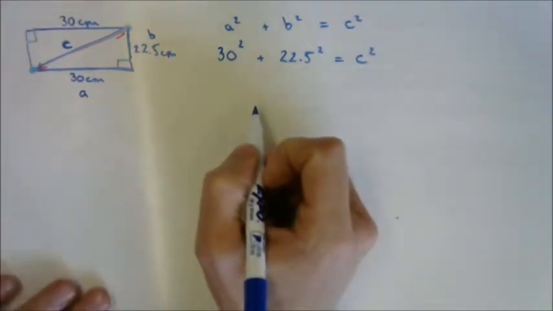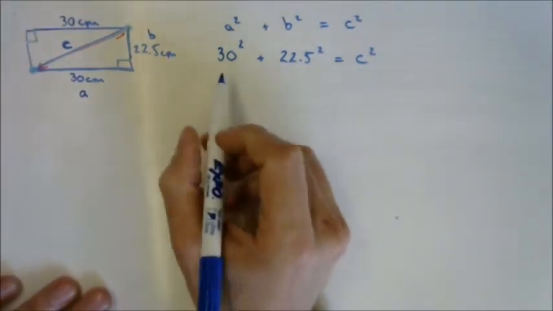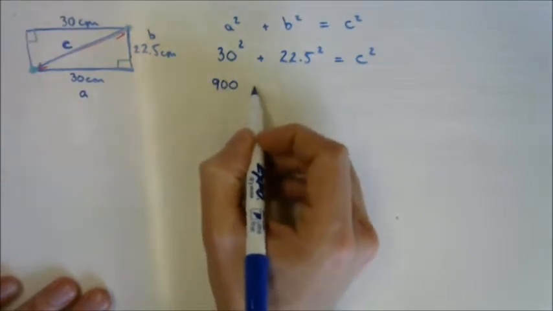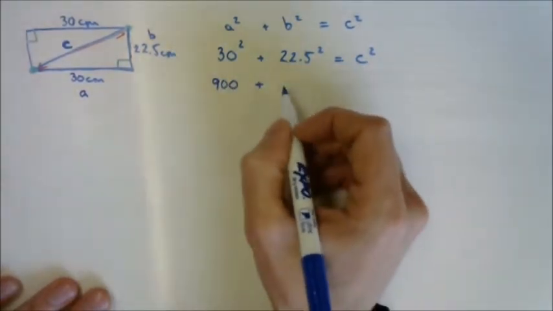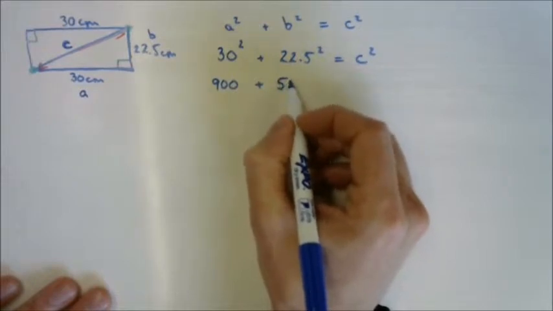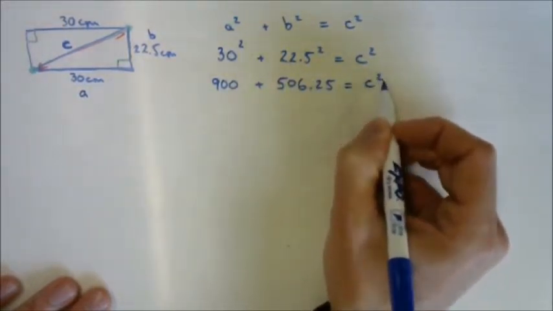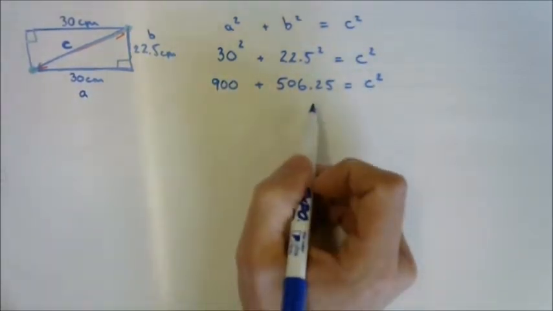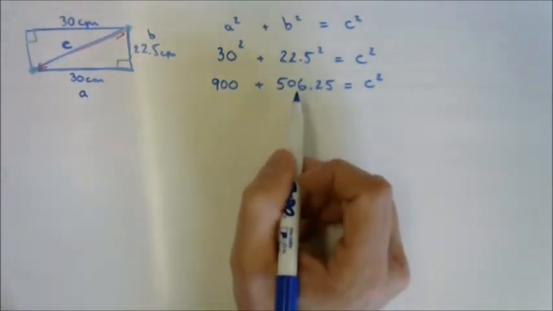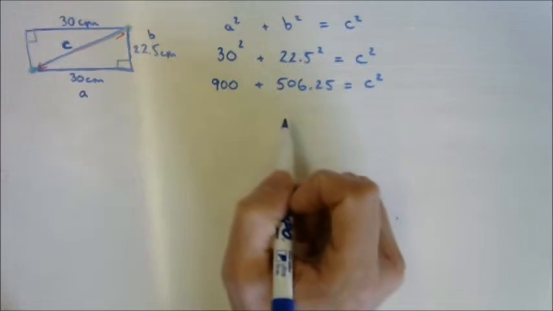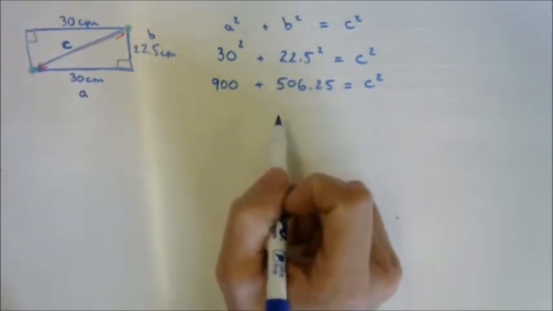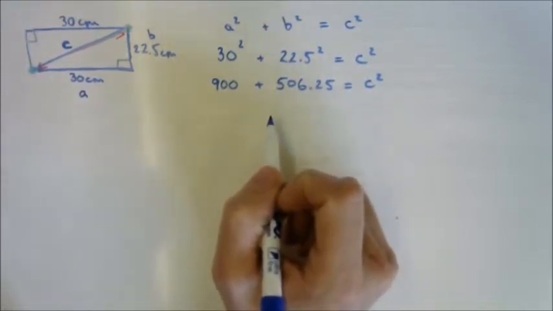Anyone have their calculator out? 30 squared is 900. And then 22.5 squared is 506.25. How many decimal places can you do? In this case, there are only two, so you may as well keep them all. Careful, C is not that.